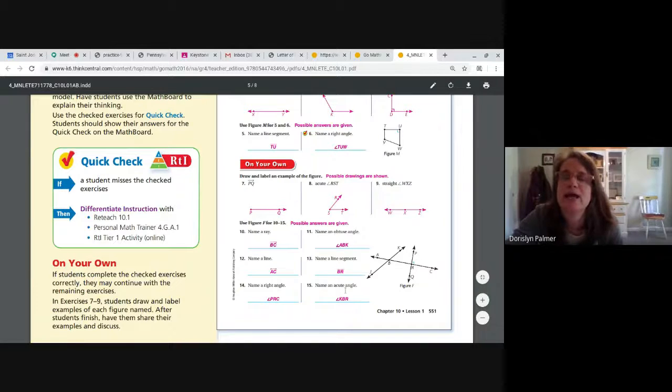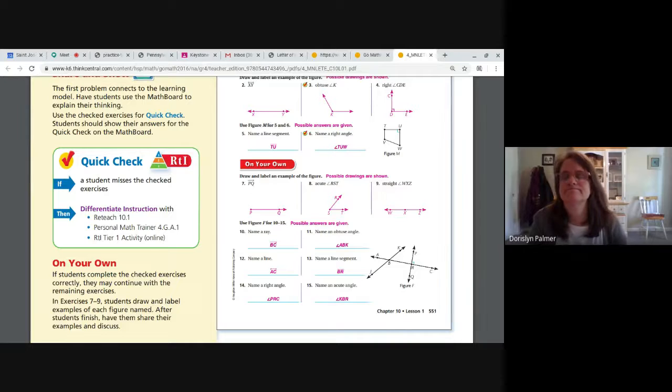And name an acute angle. So an angle that's skinnier than a right angle. They said angle KBR. This angle right here, KBR, that is an acute angle. You might have said angle ABJ. You could call it angle JBA. And the angle they gave us, we could call it angle RBK. Okay? All right, any questions on page 551?